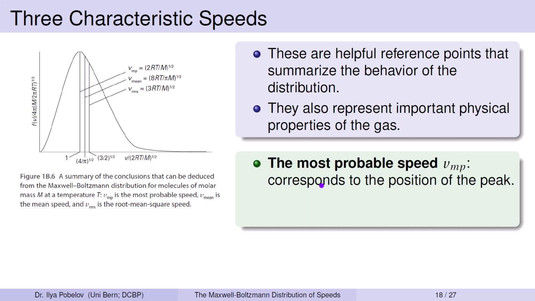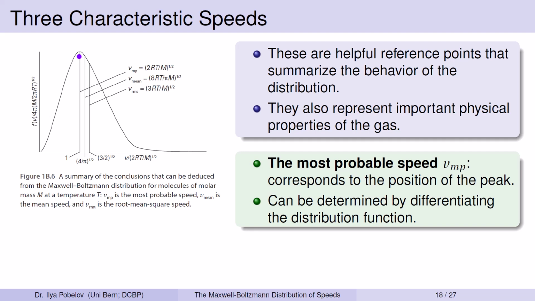The first one is the most probable speed, which corresponds to the position of the peak of the distribution curve. It can be determined by differentiating the distribution function. It is given by the square root of 2kB times T divided by m, or equivalently by using the universal gas constant and the molar mass.